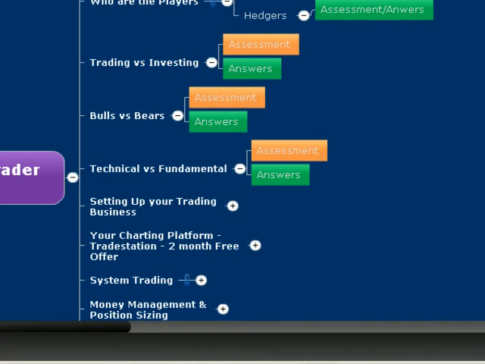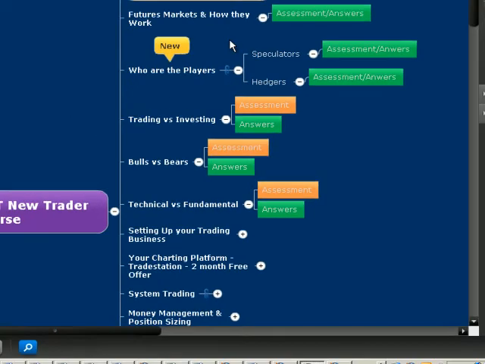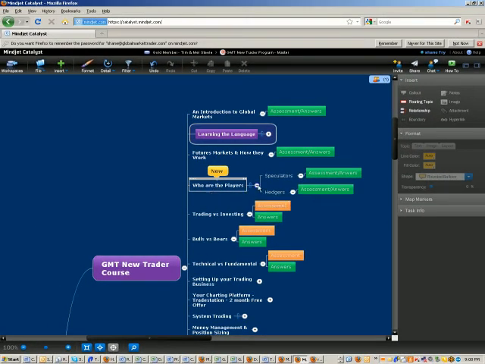You've got the introduction to the global markets. We've done learning the language, which is an ongoing thing, as we keep pressing on with what's involved in the futures market and the forex market, learning the concepts and the language. We've got the futures markets and how they work. Who are the players? We did that last week: speculators and the hedgers. So we've already covered that. Trading versus investing, the bulls and the bears.